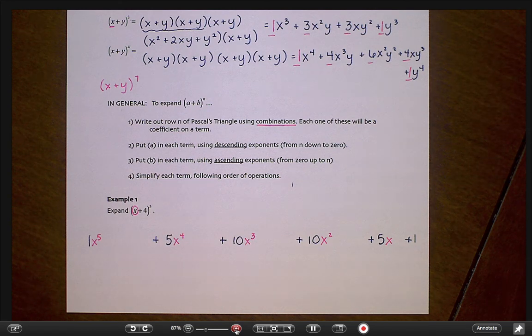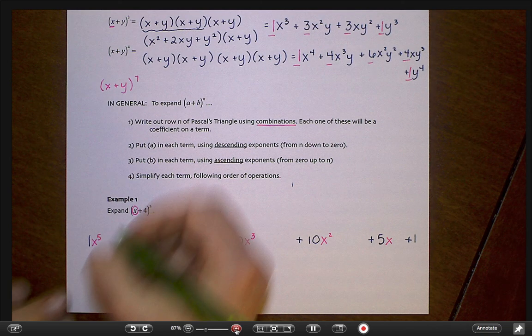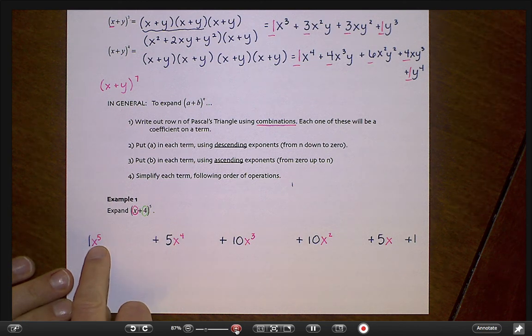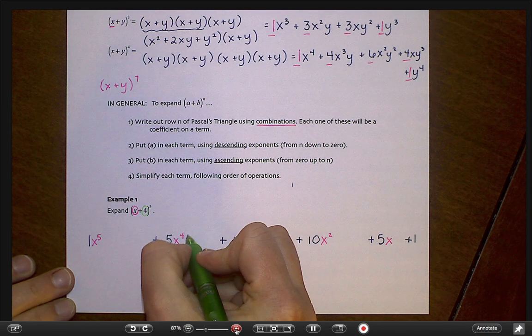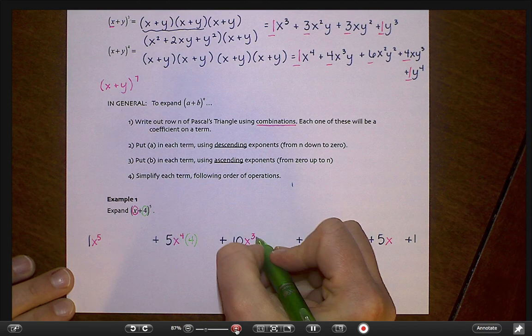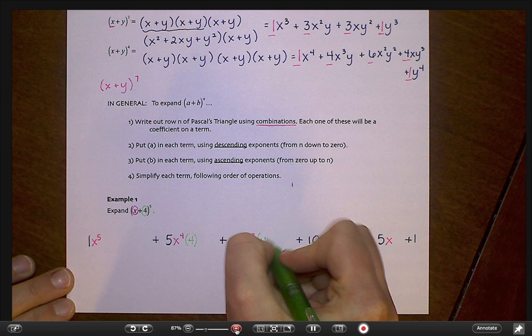And then the last piece, and I'm going to see if this color shows up for you. If not, I'll switch it. Now I'm going to take the 4 and put that in ascending order. So this is going to be like 4 to the 0. This would be like 4 to the 1st power. Okay, this is going to get a 4 squared.